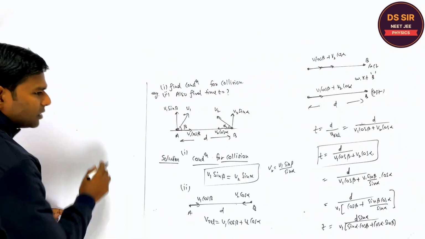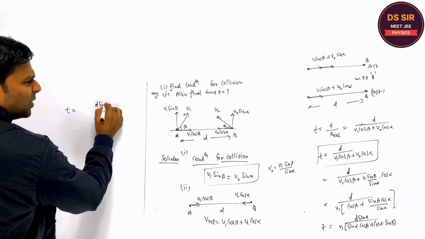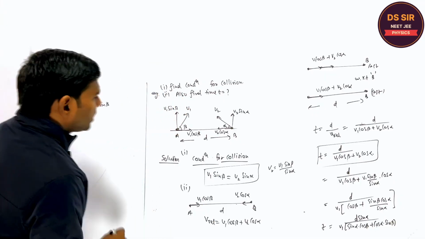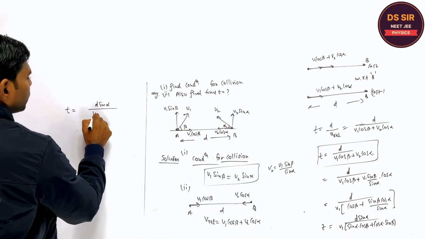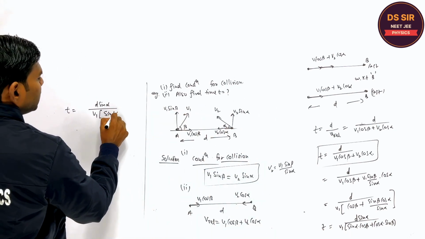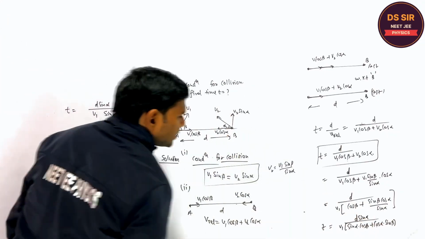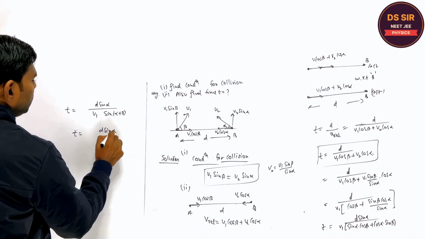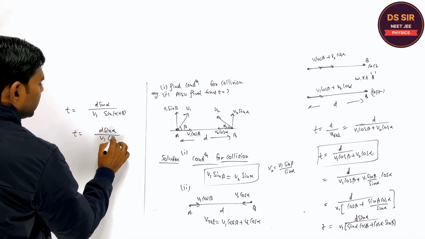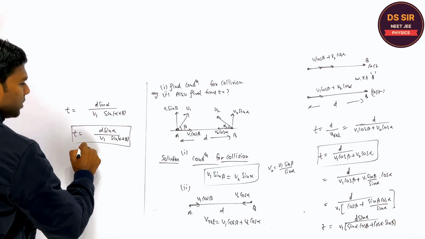It becomes sin of alpha plus beta, right? I am writing this side. So the total time is d sin alpha upon v1. This is sin alpha plus beta. Is it clear or not? It is the sin A plus B formula, right? So time is equal to d sin alpha upon v1 sin of alpha plus beta. So this is the answer, right?